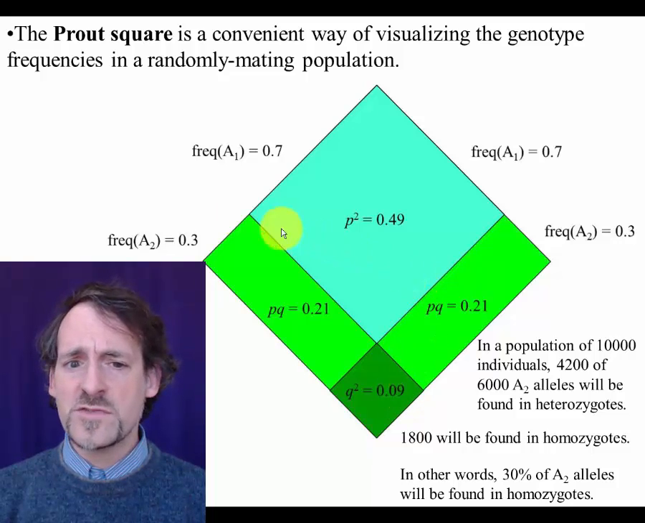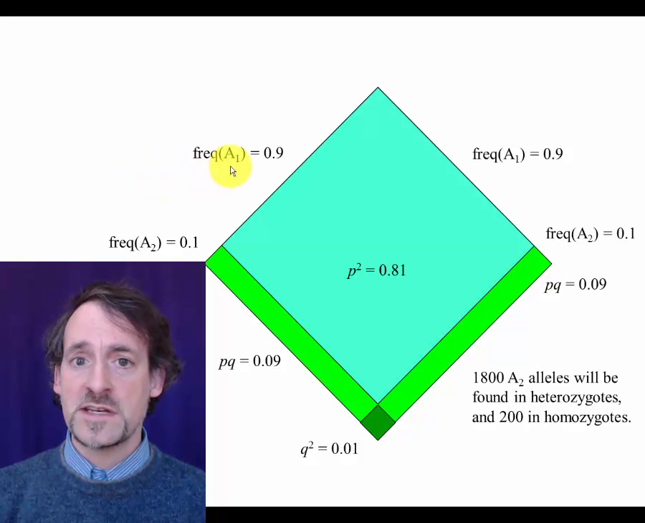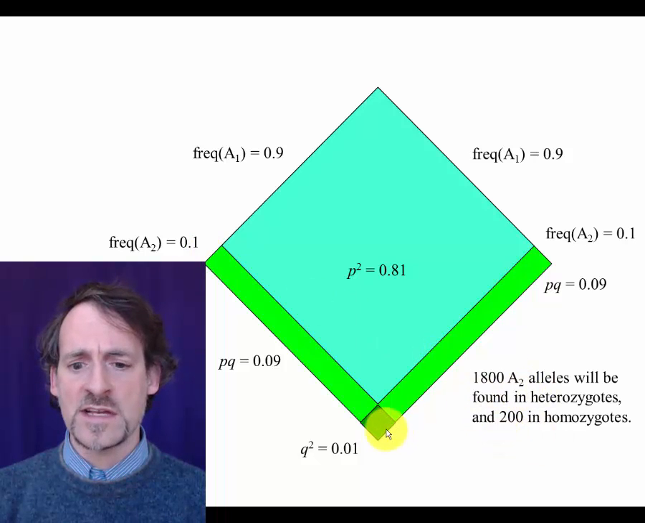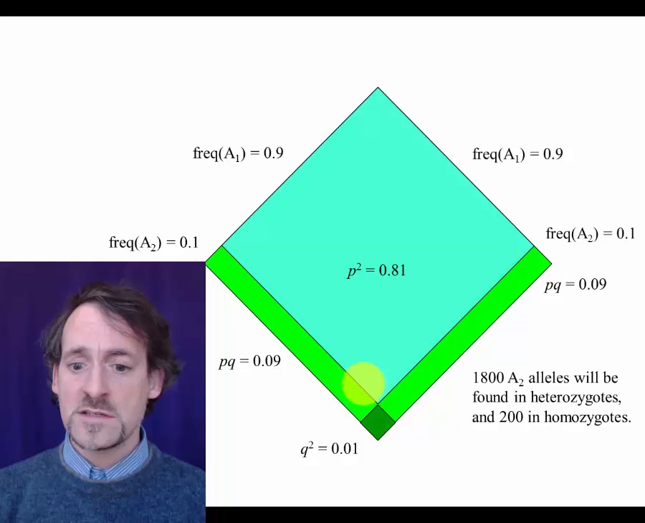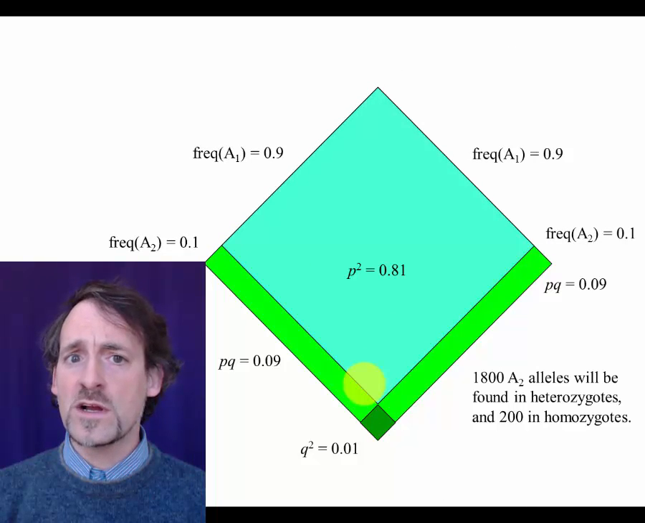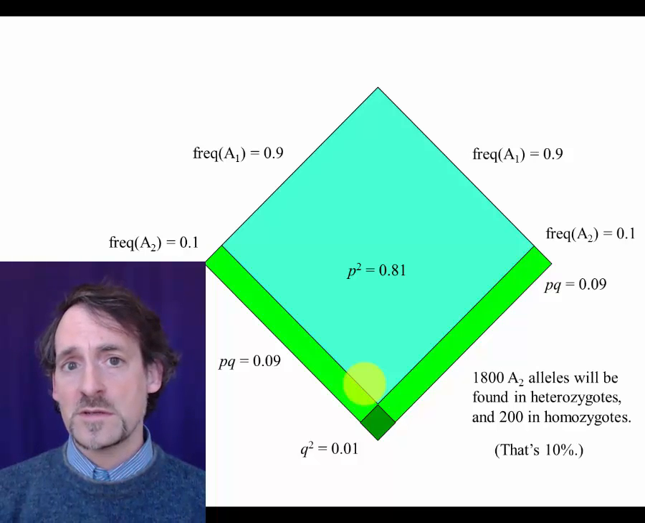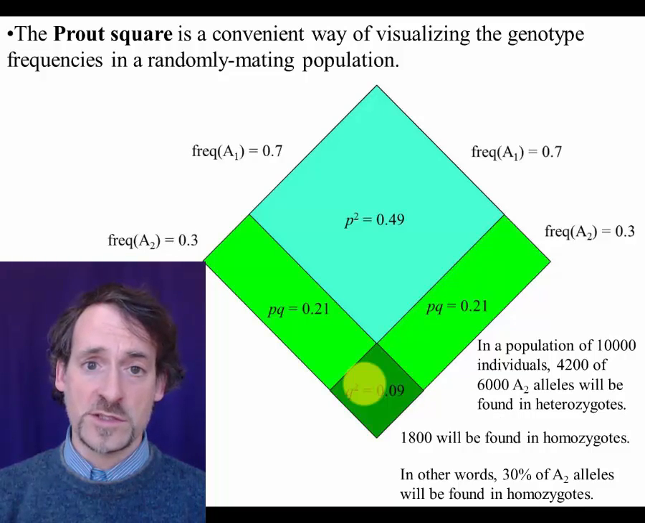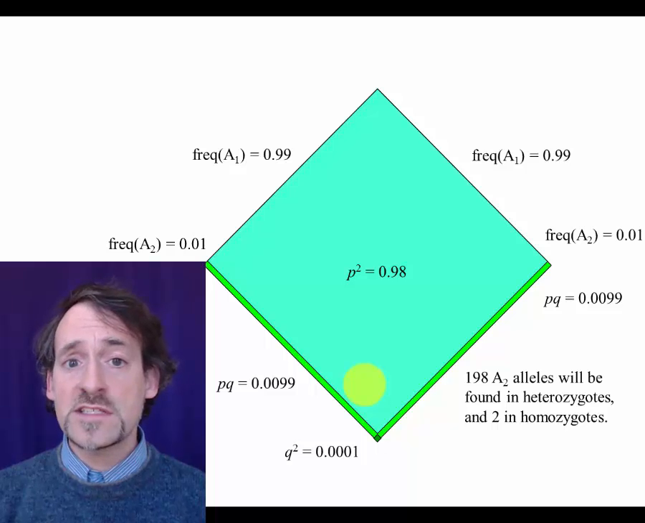Why does that matter? Why is that useful? Well, let's change the frequencies a little bit. Now the A1 allele is at a frequency of 90%, and the A2 is at a frequency of only 10%. Again, you don't have to do the math to realize that this square is a lot smaller relative to these compared to this Prout square here. So it looks like fewer of the A2 alleles are being found in homozygotes. You do the math and it's true. Here 30% of the A2 alleles show up in the homozygotes. Here it's only 10%.